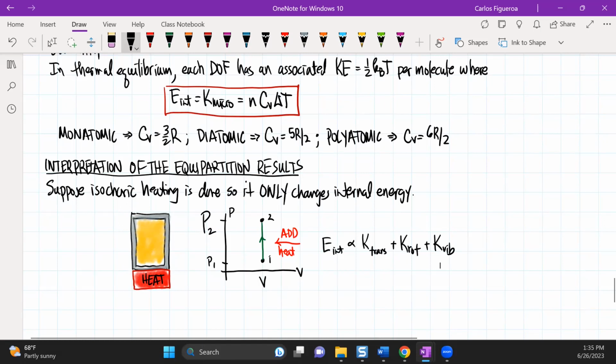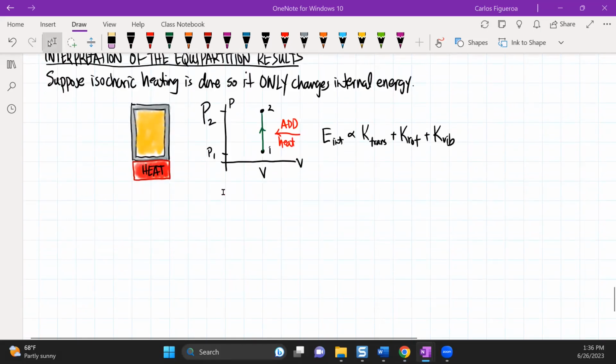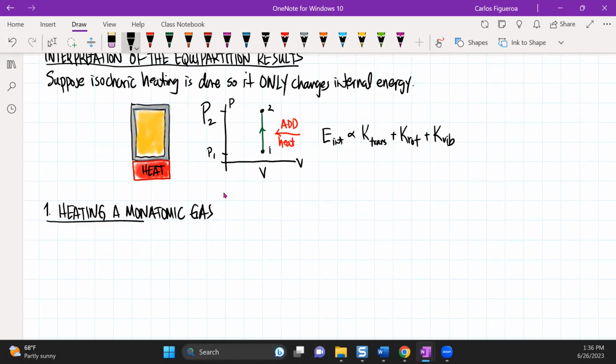Okay, so the first thing that I want to do here is let's start off with monatomic. Of course we are. So the first thing that I'm going to do is look at heating a monatomic gas. What does it mean when I heat a monatomic gas?